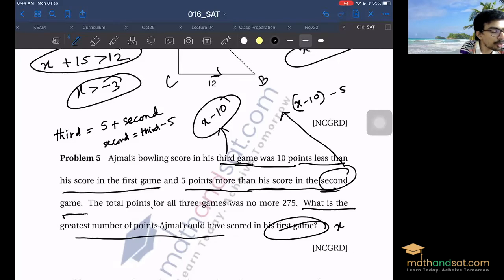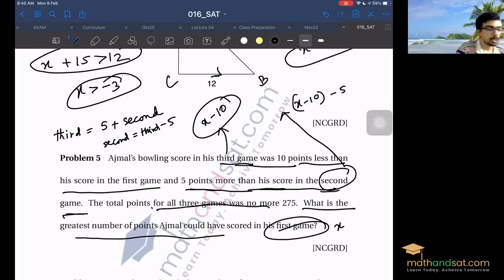Now there is one more statement. The total points of all three games put together is no more than 275. So it cannot be greater than 275, which means it has to be less than or equal to 275. No more than 275 means it cannot be greater than 275. So it has to be 275 or lesser.